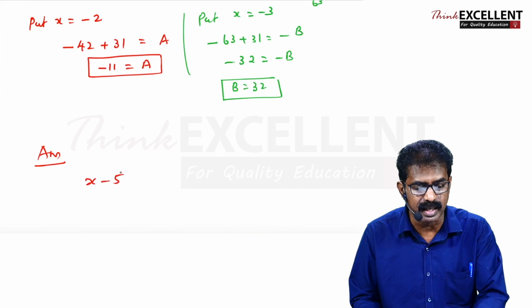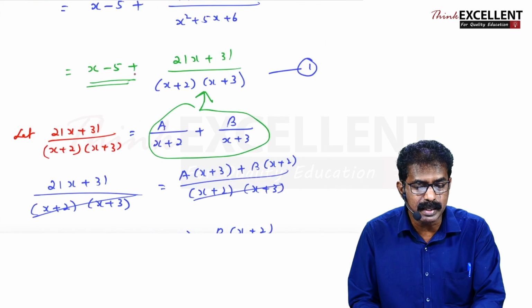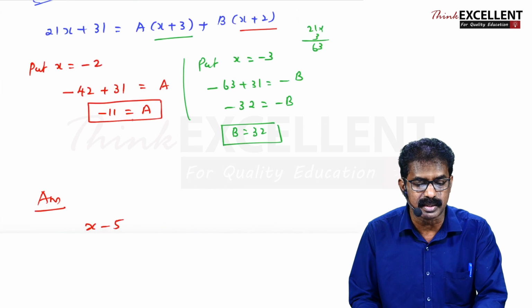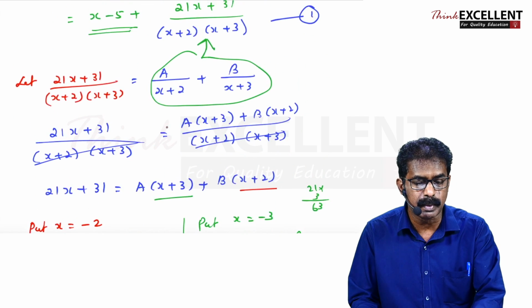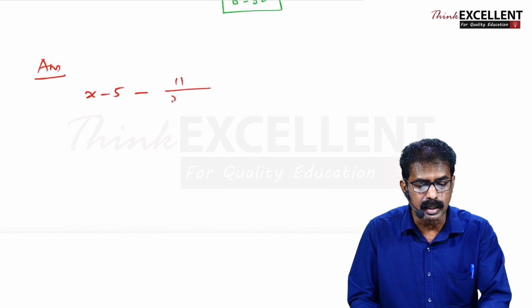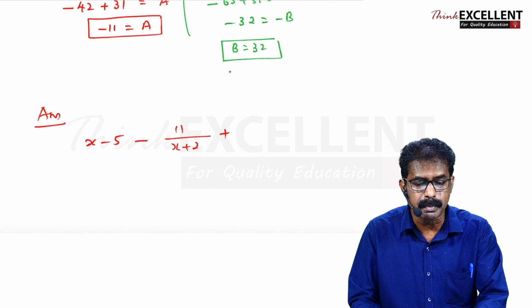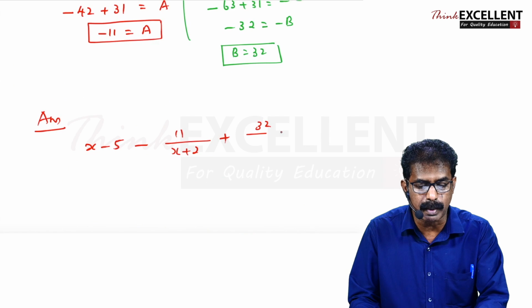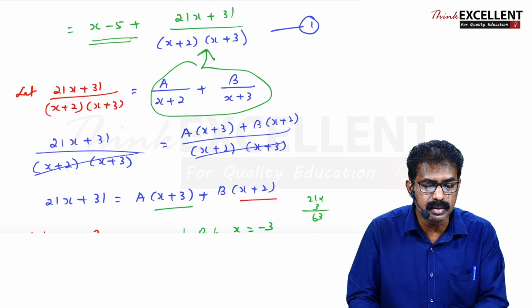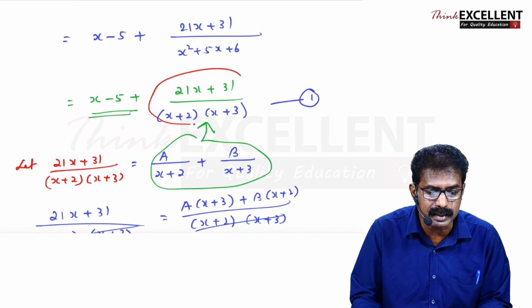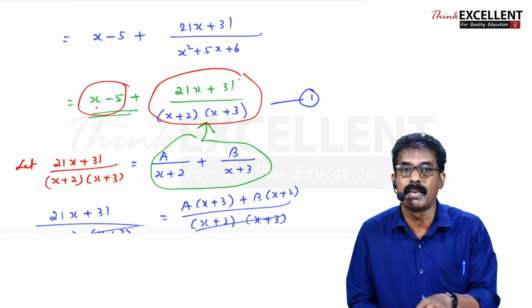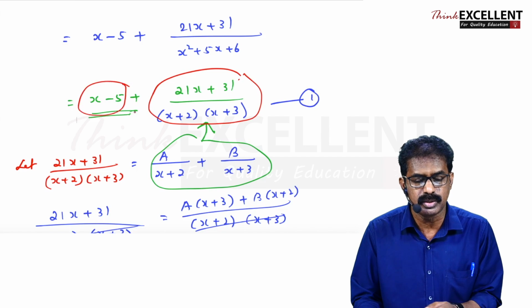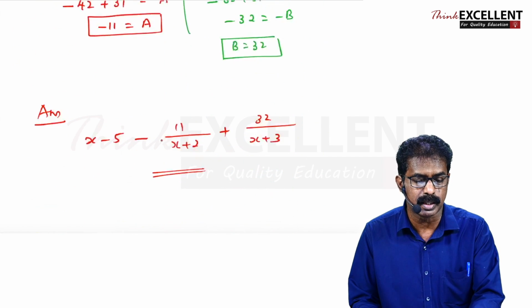x minus 5, actually plus a by, but a value minus, right? So you write minus 11 by x plus 2, plus b by, b value positive only, 32 by x plus 3. Okay, so we resolve this into partial fraction. Along with that, you have to write that x minus 5 also. Here a value is negative, that's the reason I put minus there. Okay, hope you understood this.